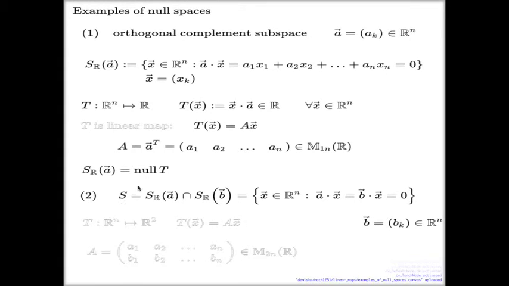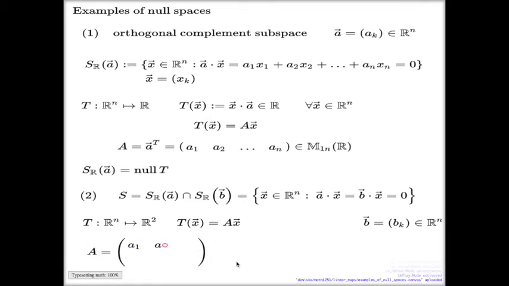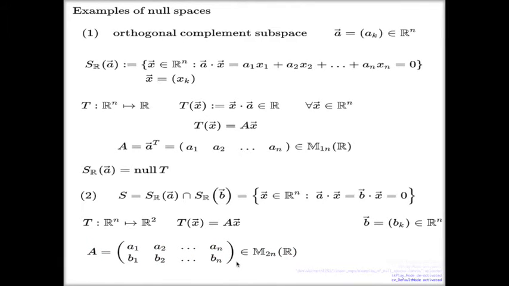If I take a map, look at this, a map which takes n-tuples into couples, that will be again a matrix type map, but this time my A matrix will have these components. This time my A matrix will have the first row filled with the components of the A vector and the second row filled with the components of the B vector. If I take such a matrix, I claim that the null space for such a linear map will be exactly this S in here. And that's not really a big claim, is it?